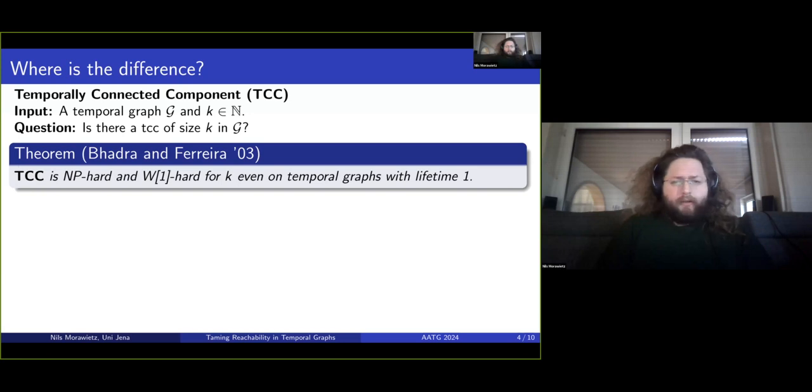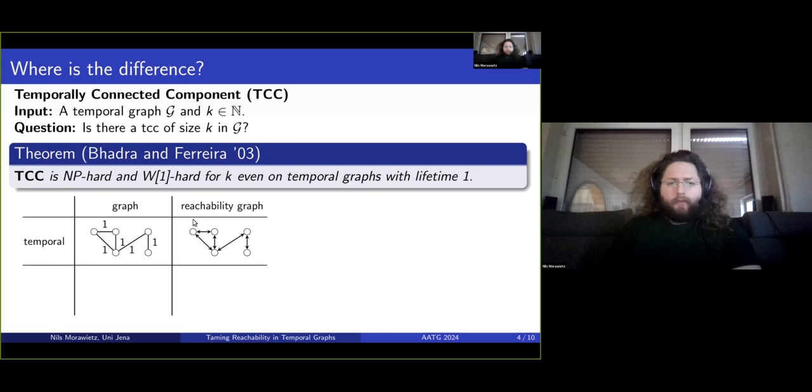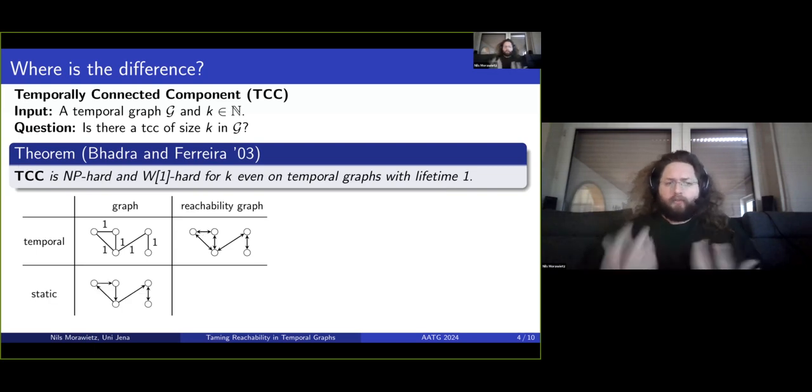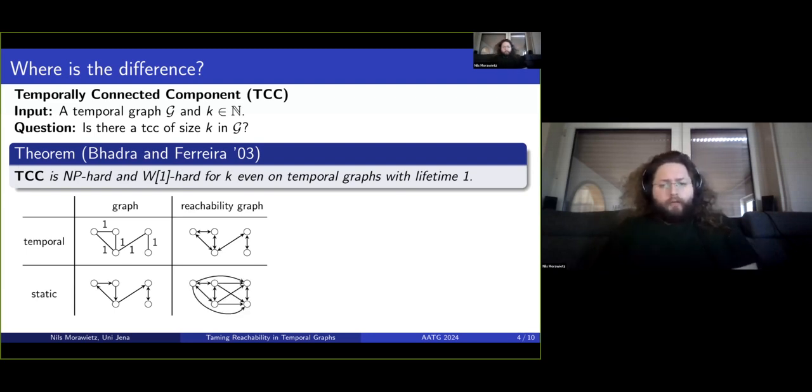And the question is now, what actually is the difference? We have a temporal graph, we have a reachability graph, and finding TCCs here corresponds to finding cliques in the reachability graph. Now if you look at the static case, why is it different? We can also define a reachability graph for a static graph as the graph having arcs from vertices u to v if and only if there is a path from u to v in the static graph. So this reachability graph would look like this for this static graph.